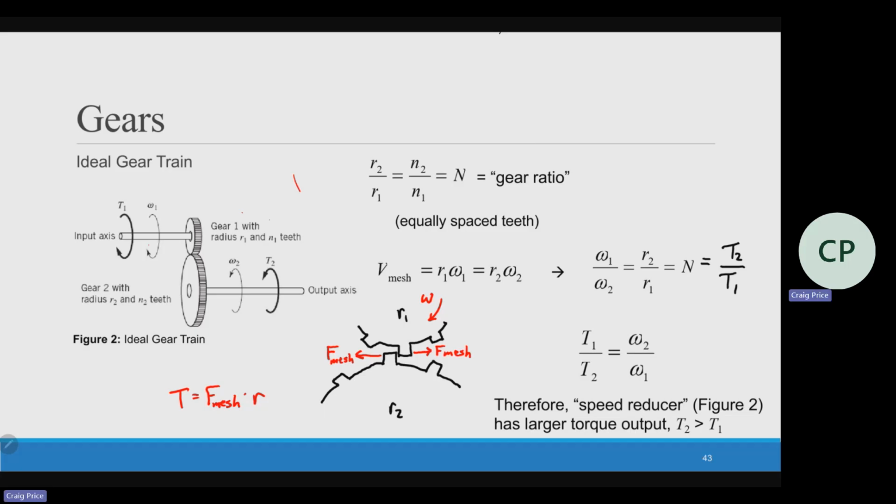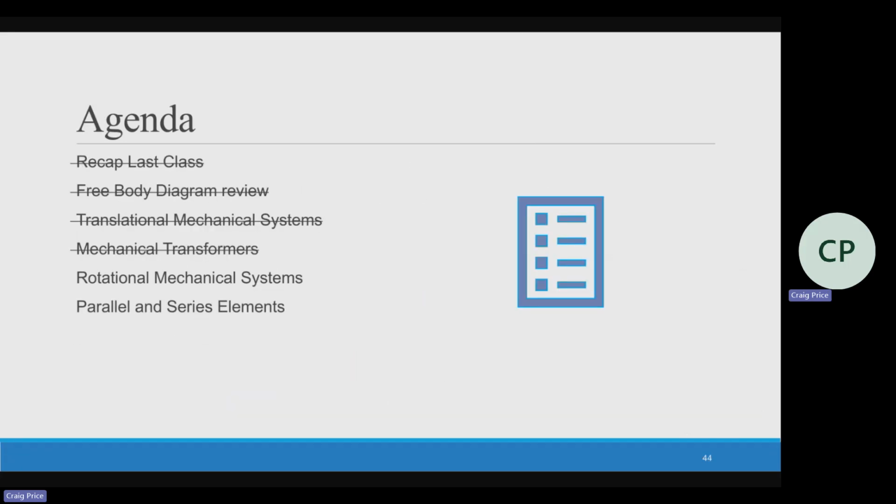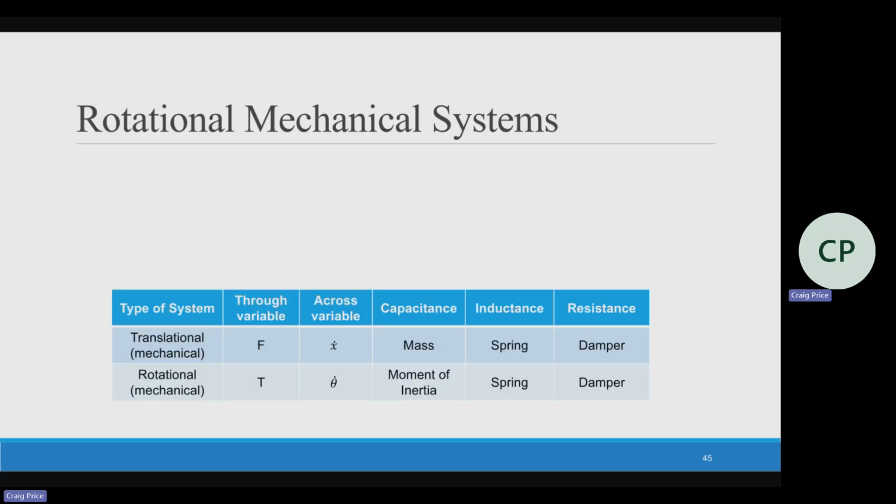So we'll do a problem with this next class. You feel okay as an introduction? Okay, we'll get some more practice. The last thing we'll cover today is rotational mechanical systems, which have a lot of similarities to translation.